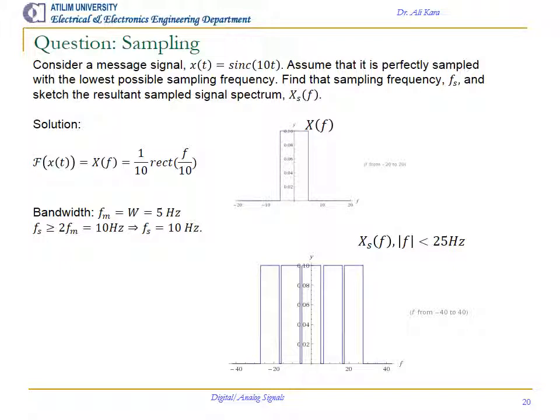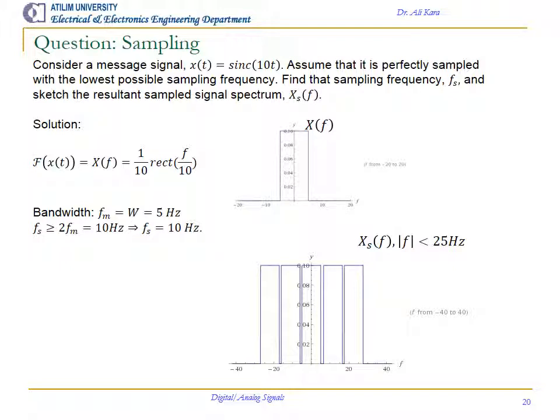Question: sampling. Consider a message signal x of t equals sinc of 10t. Assume that it is perfectly sampled with the lowest possible sampling frequency. Find that sampling frequency, fs, and sketch the resultant sampled signal spectrum, X_s of f.